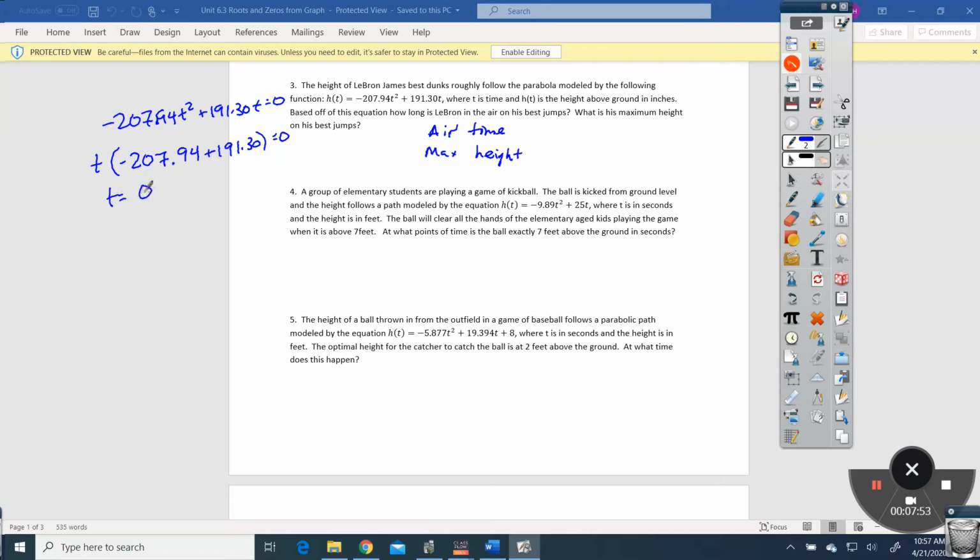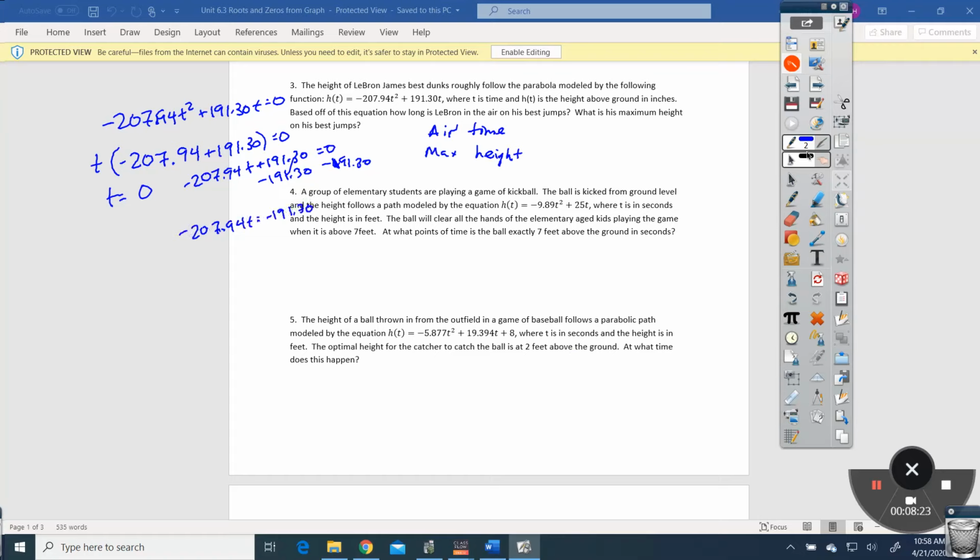And now that I've got it factored, I can put each factor equal to 0. So at time equals 0, we know he's at 0 feet off the ground. And then he's going to be at 0 feet again when he lands. And so now I just solve this: 207.94 t equals negative 191.3.